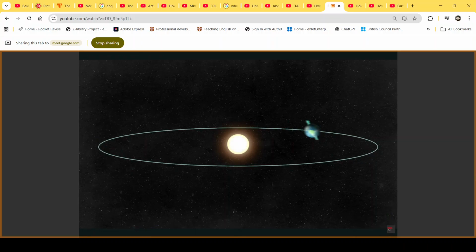By the way, if you notice in this animation, the Earth is tilted and they show an arrow, right? So that's the axis and the tilt. And it is also revolving on its axis while it is orbiting the sun.